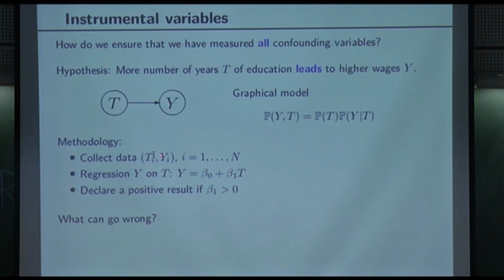So the methodology could be: you collect data about the number of years people have been studying, look at their wages, and regress y on T, getting beta 0 plus beta 1 T. If beta 1 happens to be positive, you declare that indeed the number of years of education leads to higher wages. What could potentially go wrong here? Even if beta 1 turns out to be positive, what could it be? And still this relationship between years of education and wages is not true. What is a potential factor that might affect both of them?